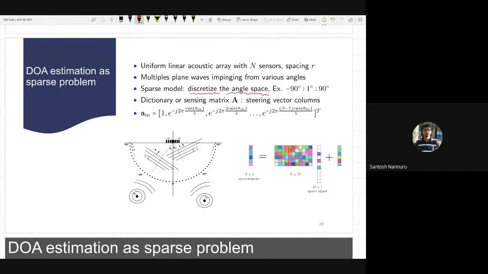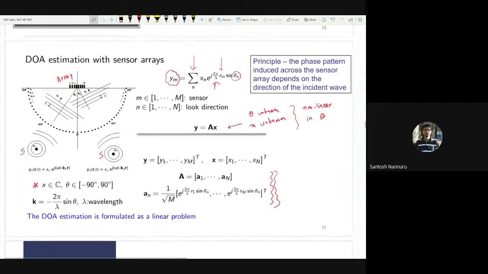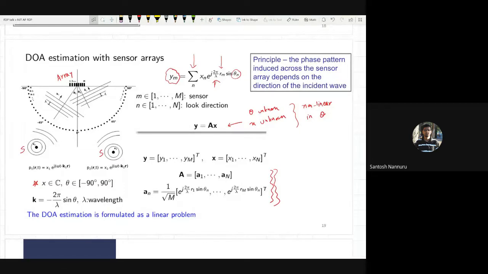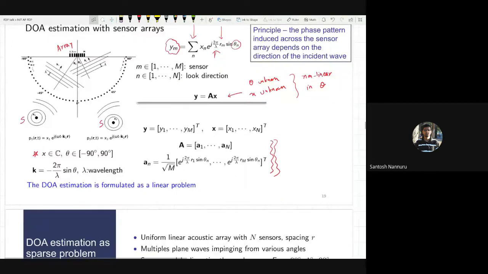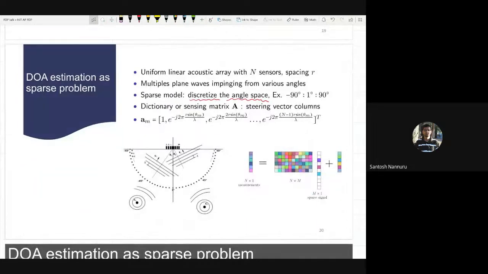So the problem is a parameter estimation problem. This is an angle estimation problem. As such, there need not be any sparsity in it. But you are making this into a sparse problem by introducing an artificial grid over the angle space. For example, you can add a 1 degree separation in the angle space.